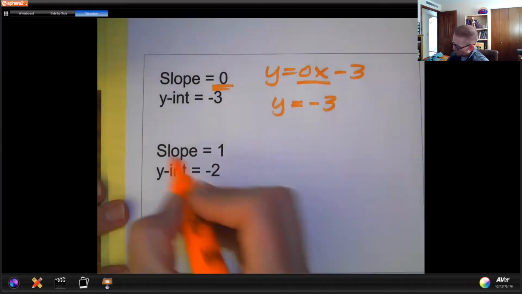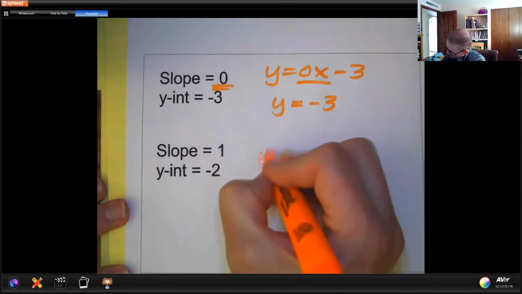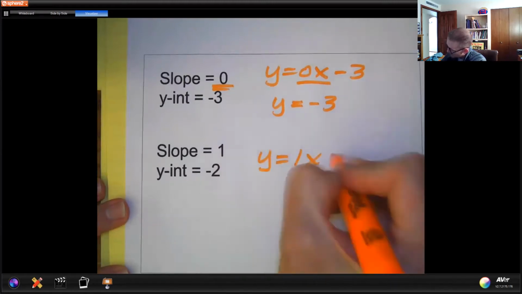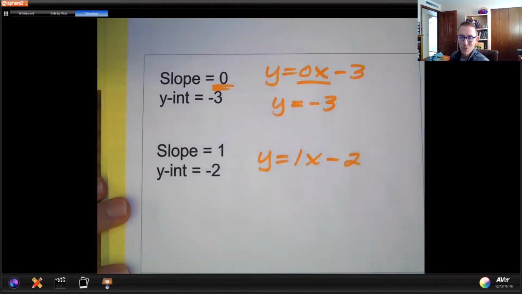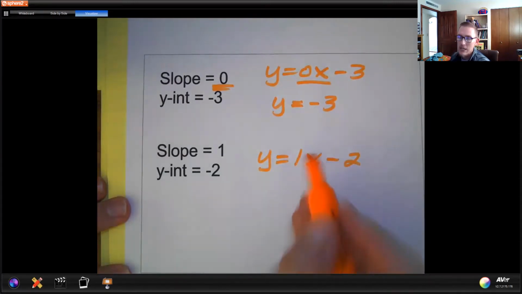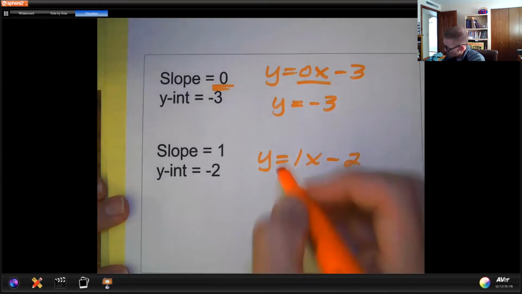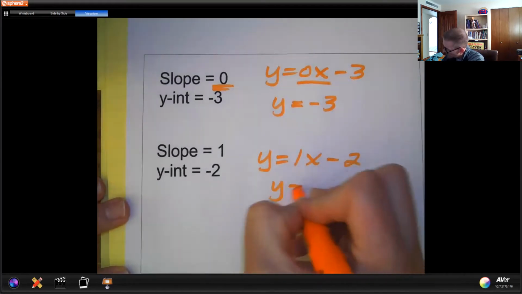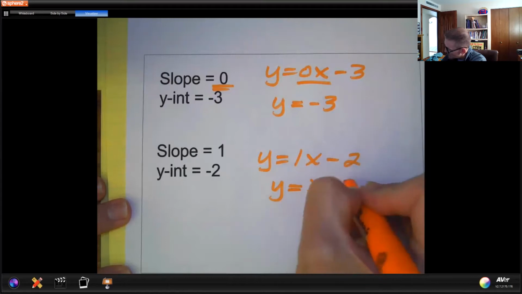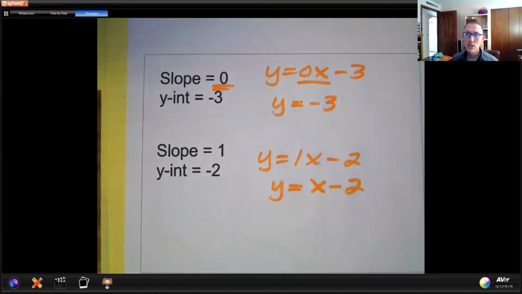The final one, slope of 1 and y-intercept of -2. So this means y equals 1x minus 2. Now you can write your answer that way, but the best way to write that is we don't need to put a 1 in front of the x. We know that if there's an x there, that means there's only one of them. So the best way to write this answer would simply be y equals x minus 2. We don't need the 1 in front. If it's there, that's okay, but typically you're not going to see it in front when you do that.